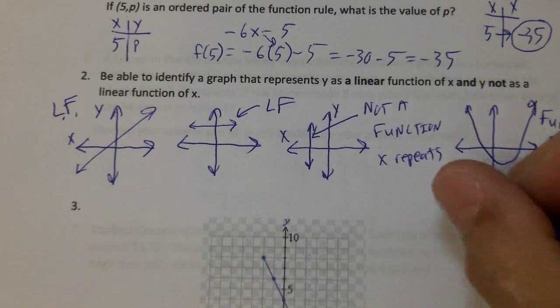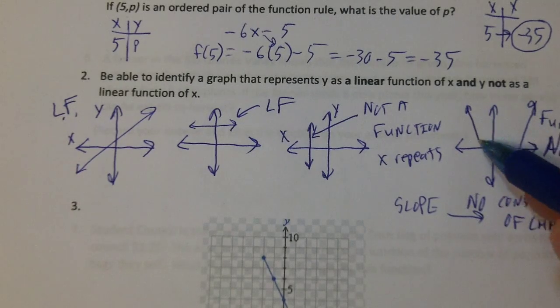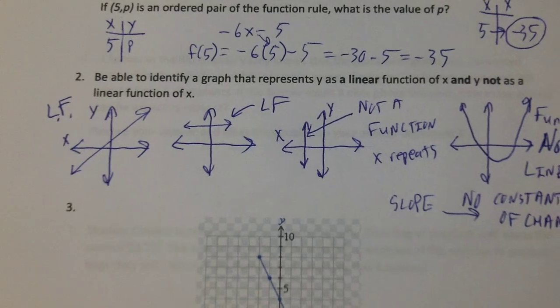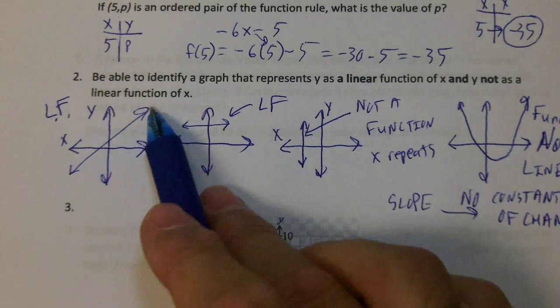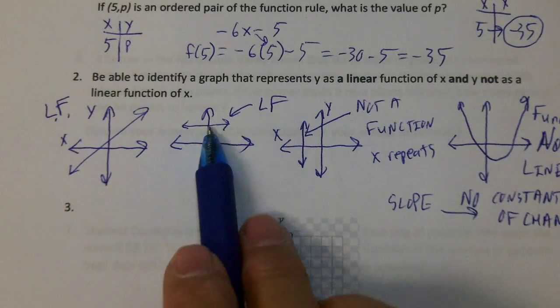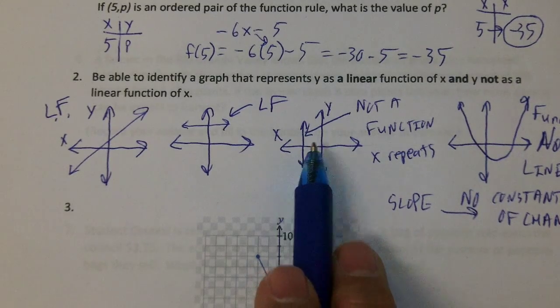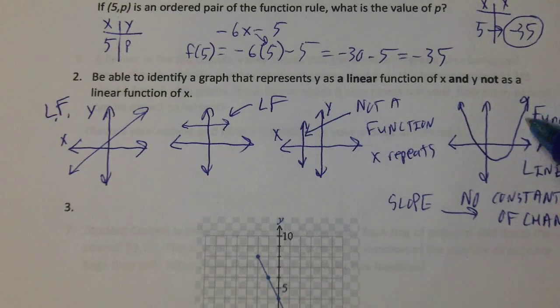And remember that constant rate of change in a line is called the slope of it. The slope of this curve changes as you go along it. Okay, so this is a function, but it's not linear because it does not have a constant rate of change. So a line would be a linear function. A horizontal line would be a linear function. A vertical line, it's a line, but it's not a function because the x repeats. And if you have a curve, it could be a function, but it won't be linear because there's no constant rate of change.